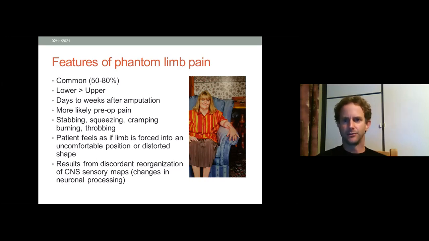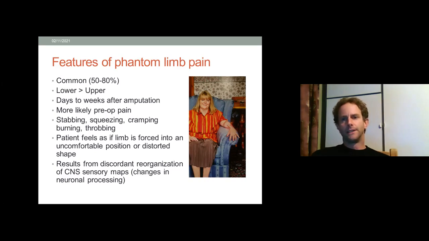So this picture was drawn by a patient suffering from phantom limb pain. So she'd had a forearm amputation, and she drew this to try and visualize how she feels with her hand that's still there and still painful, even though there's nothing there.